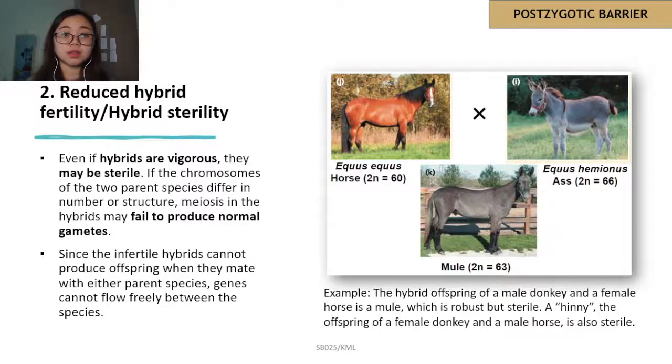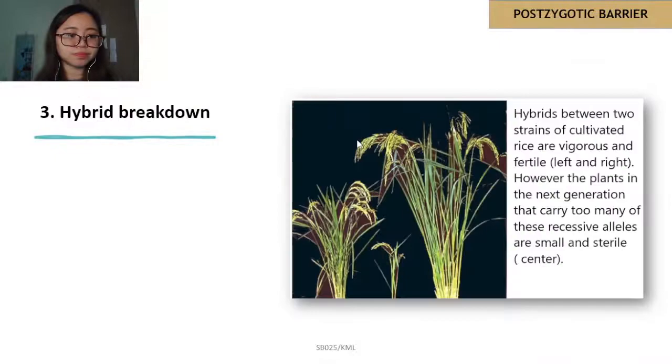Walaupun dia hidup, dia mandul. So, dia tidak dapat hasilkan baby dia sendiri. So, that's second type of post-zygotic barrier, hybrid sterility.